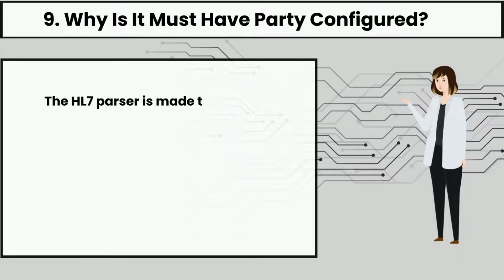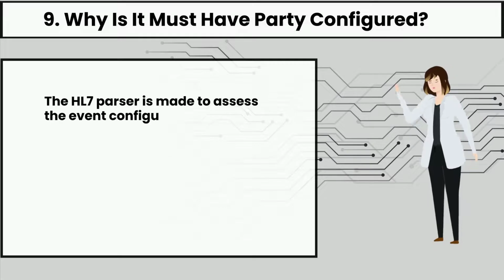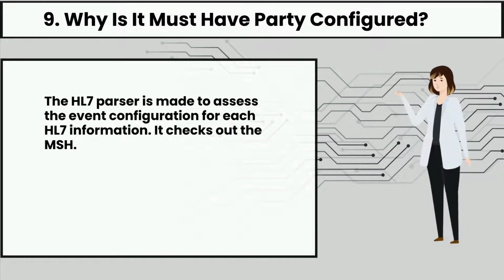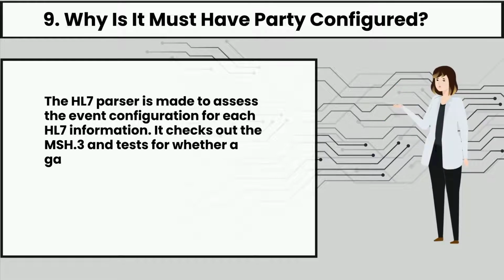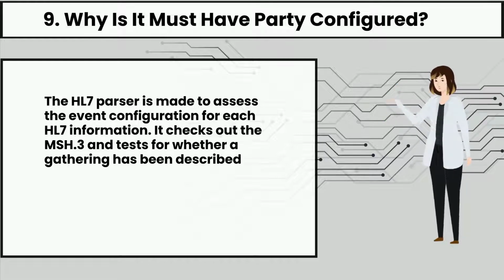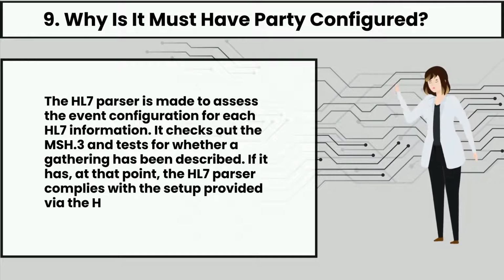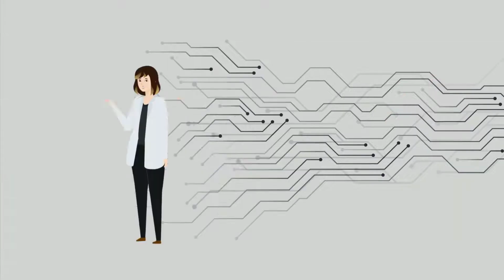9. Why must the party be configured? The HL7 parser is made to assess the party configuration for each HL7 message. It checks the MSH.3 and tests whether a party has been described. If it has, then the HL7 parser follows the configuration provided by the HL7 Configuration Explorer.